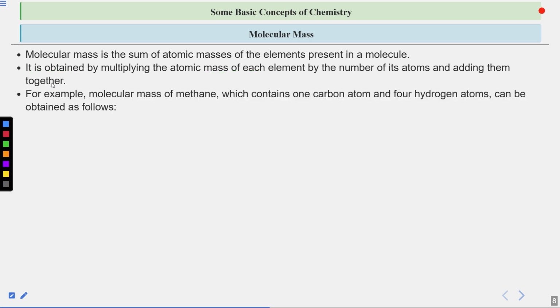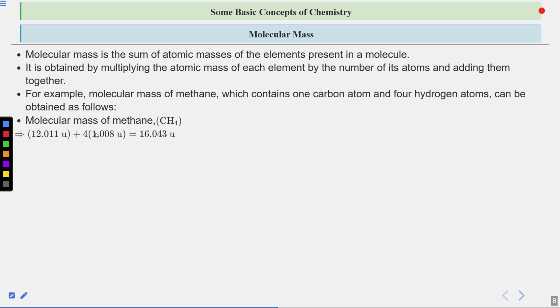For example, if we are trying to calculate the molecular mass of methane, then the formula of methane clearly depicts that it has one carbon atom and 4 hydrogen atoms. Then how can we calculate it? It can be calculated by using this method, which is multiplying the number of atoms by the atomic mass of each atom and then summing them.